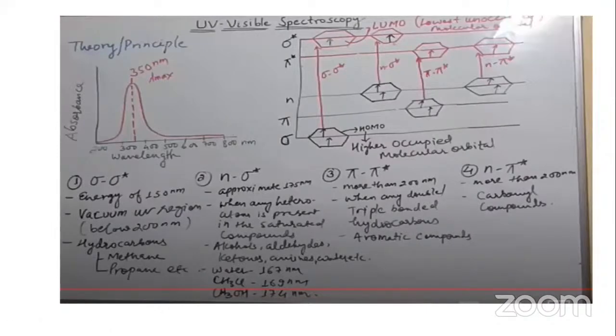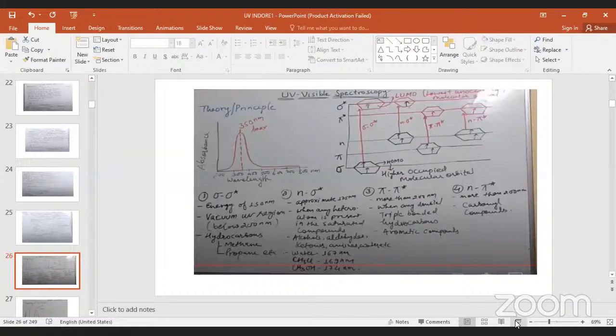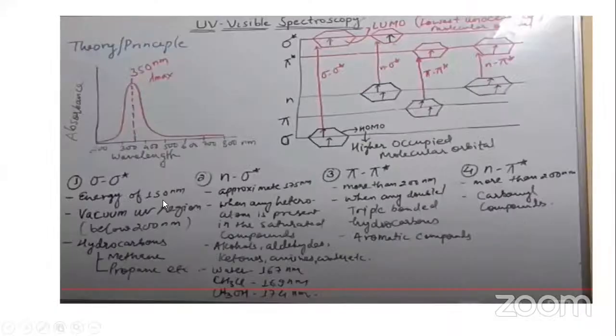In UV visible spectroscopy, four types of transition are possible: sigma to sigma star transition, n to sigma star transition, pi to pi star transition, and n to pi star transition. Already you know sigma to sigma star. Is the slide visible? Yes, sir.